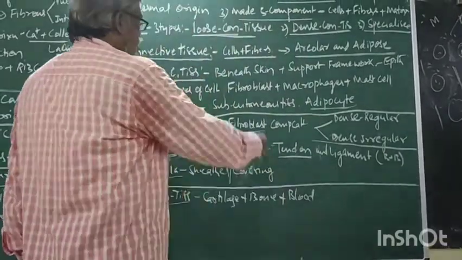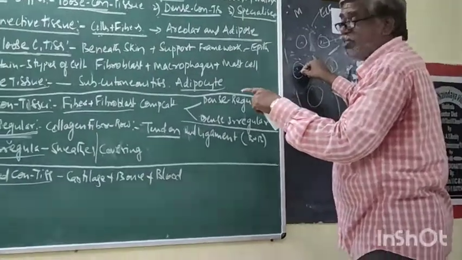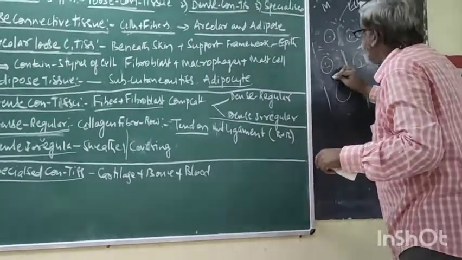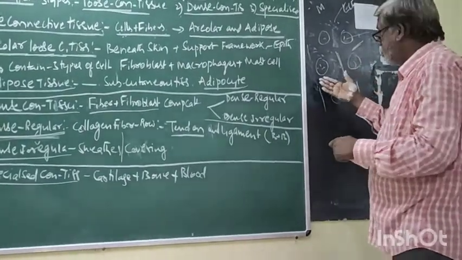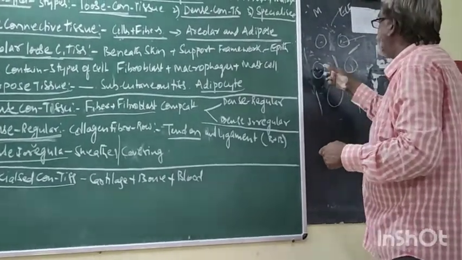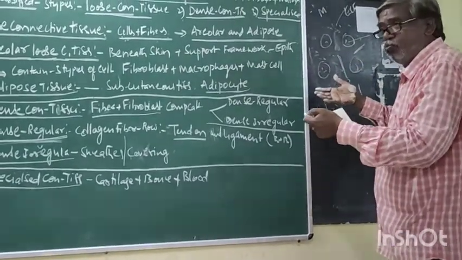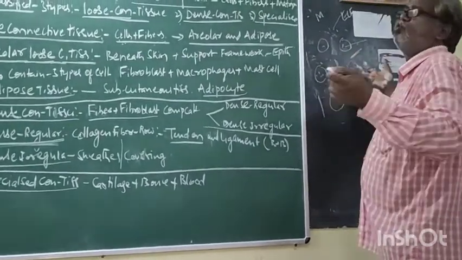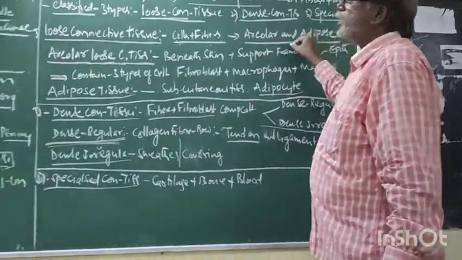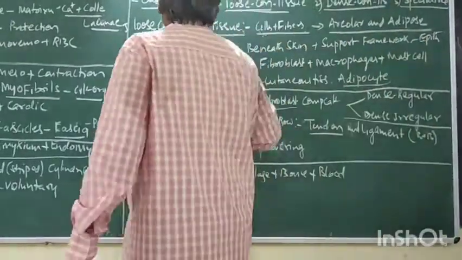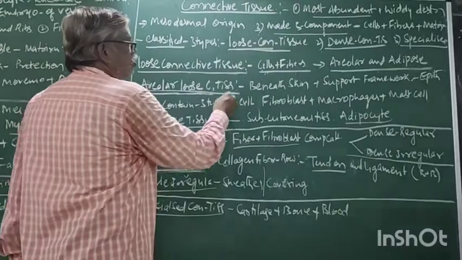In the loose connective tissue, cells and fibers are less than the matrix. That means the matrix, the ground substance, is more than the cells and fibers. So if the matrix is more, the cells are loose. Areolar tissue and adipose tissue are examples of loose connective tissue.